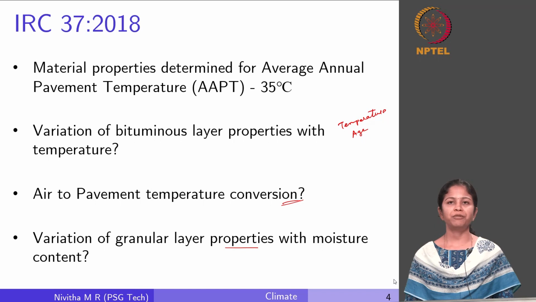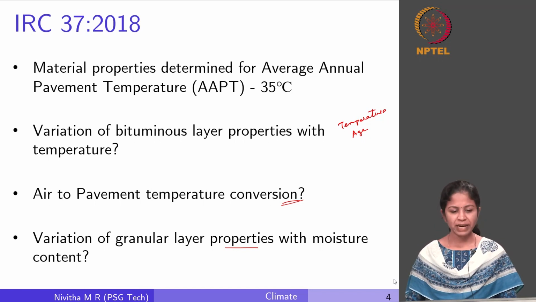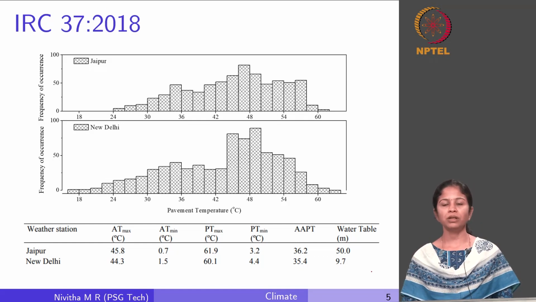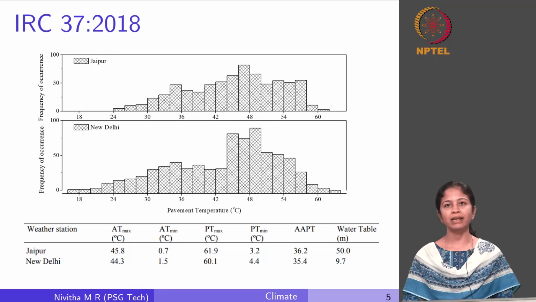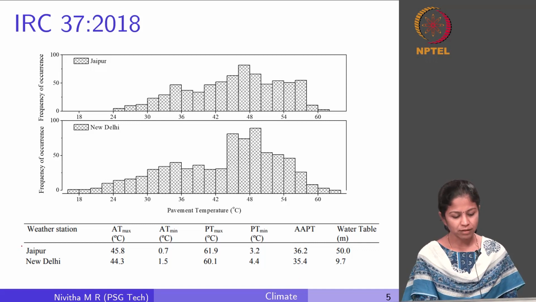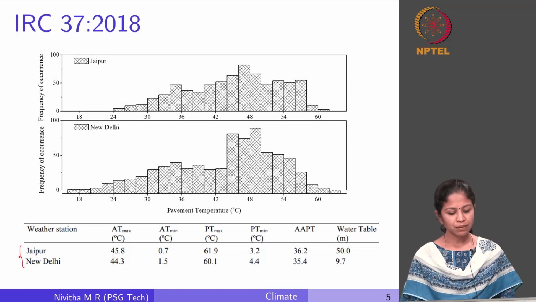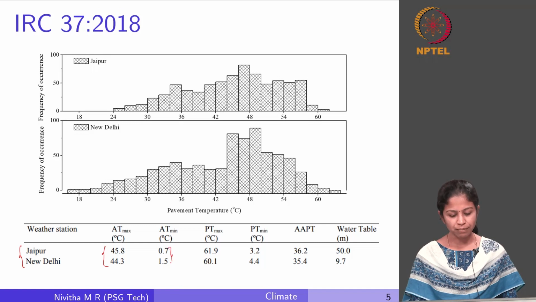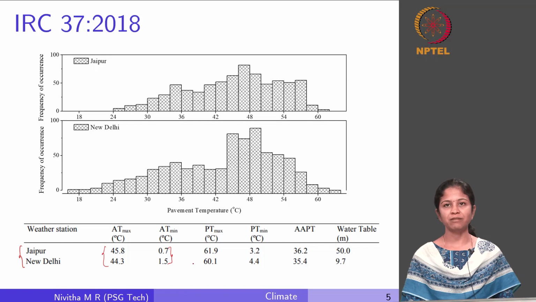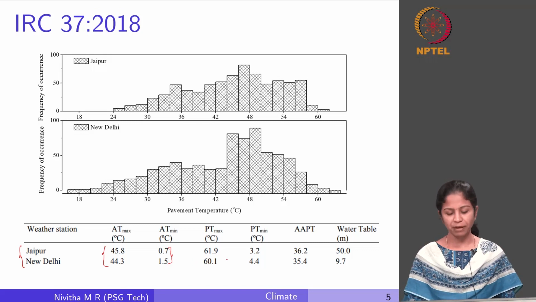So, before we move on to the IAT PAVE software, let me show you some data which talks about the variability in temperature distribution for two locations which have identical AAPT values. Let us say that we are comparing Jaipur and New Delhi. The maximum air temperature is 45.8 and 44.3, minimum air temperature values are closer. So, we use these air temperature values in a pavement temperature model and predict the pavement temperature.